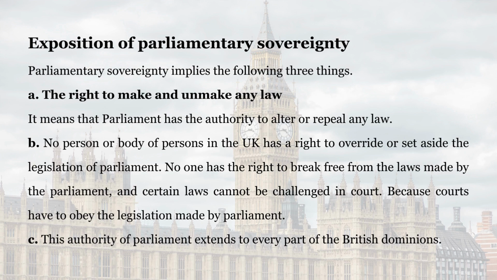B. No person or body of persons in the UK has a right to override or set aside the legislation of Parliament. No one has the right to break free from the laws made by the Parliament, and certain laws cannot be challenged in court, because courts have to obey the legislation made by Parliament. C. This authority of Parliament extends to every part of the British dominions.